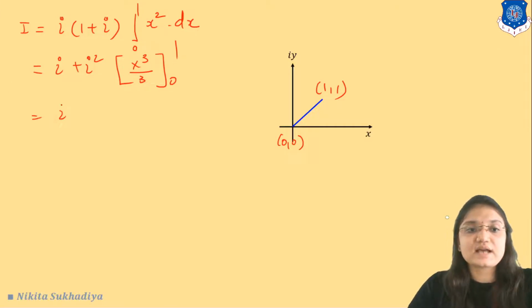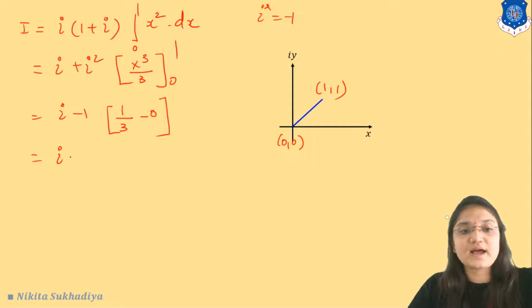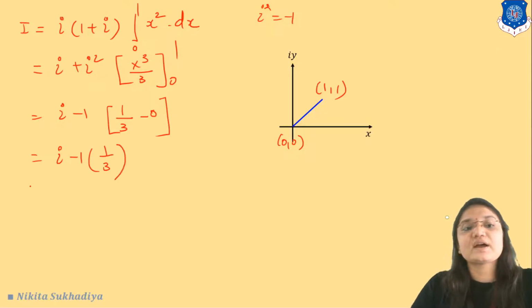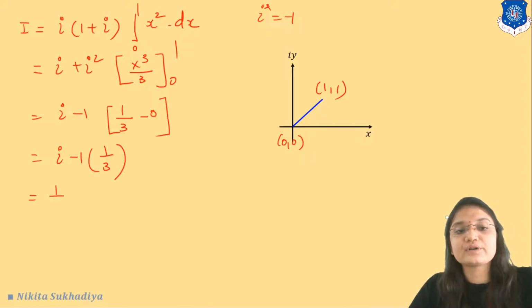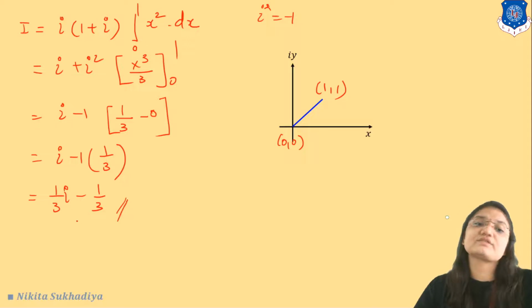Okay, this is i, and what is the meaning of i square? So i square is equal to minus 1. So this is minus 1. Put upper limit 1 in place of x, so we will get 1 by 3, and minus put lower limit 0 in place of x, so you will get 0. So this will become i minus 1 into 1 by 3. Multiplying 1 by 3 with this term, you will get 1 by 3 into i minus 1 by 3. Now this is our final answer, which is in complex form.